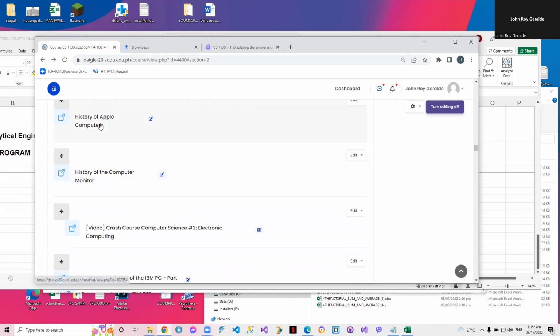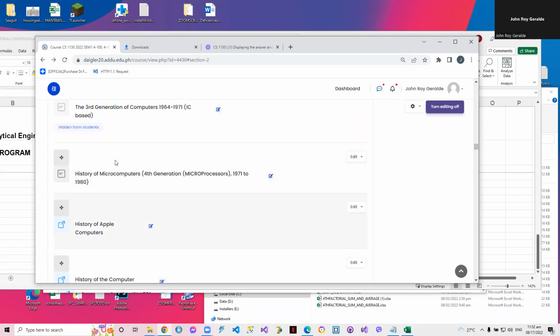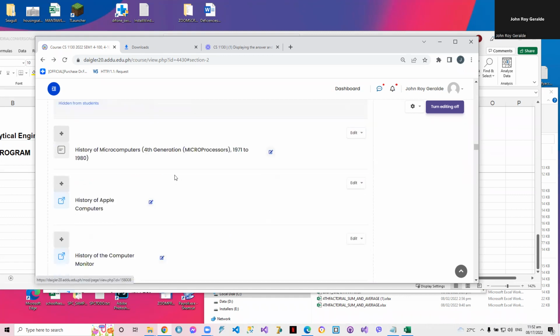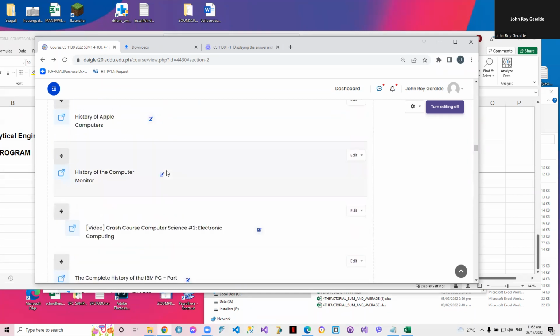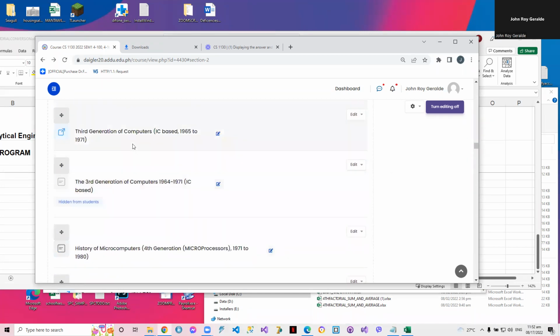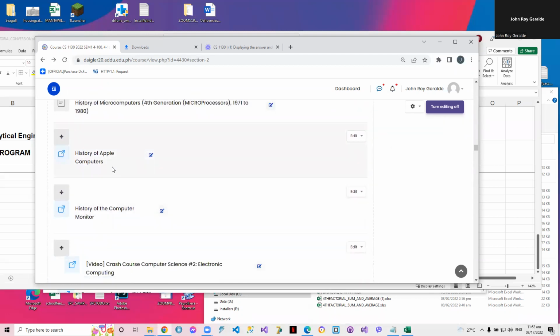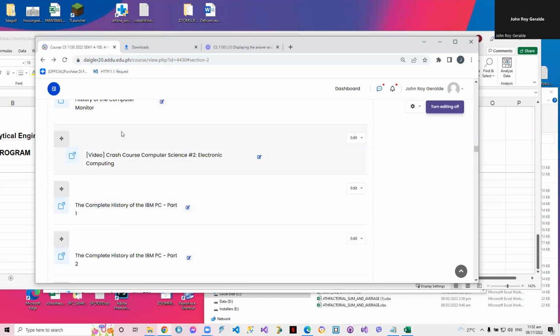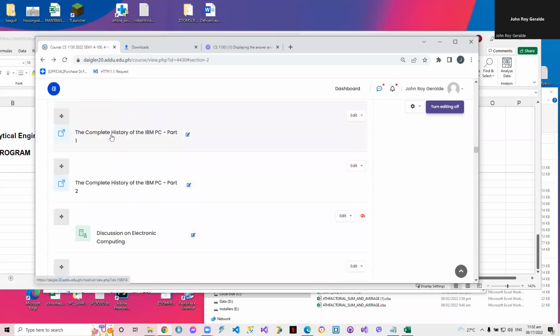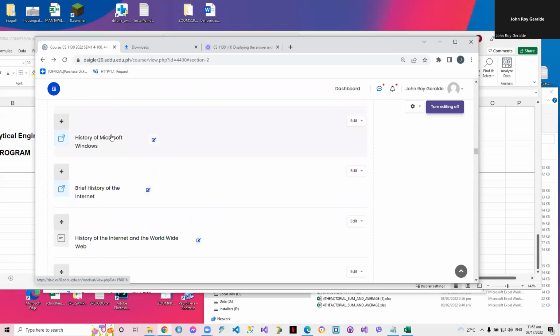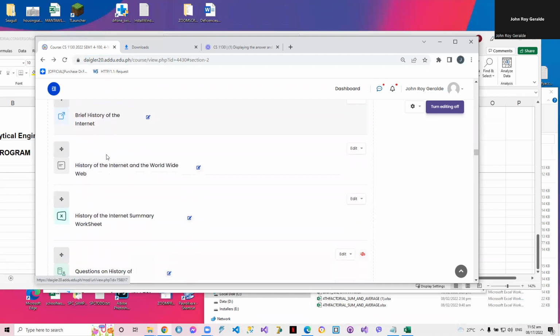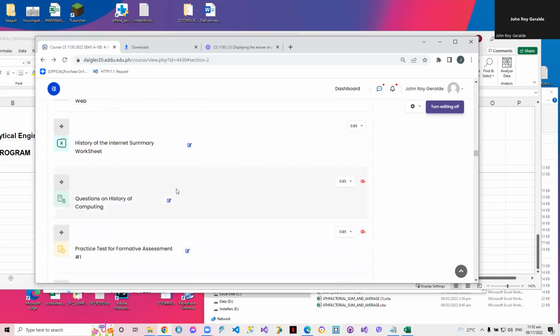For the moment, I encourage everyone to read the generation of computers from the third to the fourth. We already have discussed the second. The third and the fourth generation, and then the history of Apple computers. The history of the computer monitor is very important. The history of the IBM PC, very important. Also, the history of Microsoft Windows and the history of the internet.